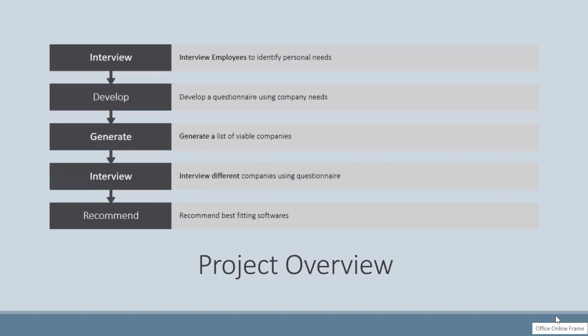So for the project overview, we started off by interviewing employees to identify the needs and what they wanted for a routing software. We then developed a questionnaire using the company's needs. We then generated a list of viable companies. From that, we interviewed different companies using the questionnaire to see which companies would best fit for Border States Electric. We then recommended best fitting softwares.